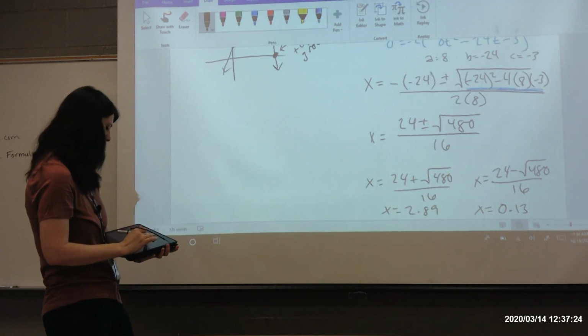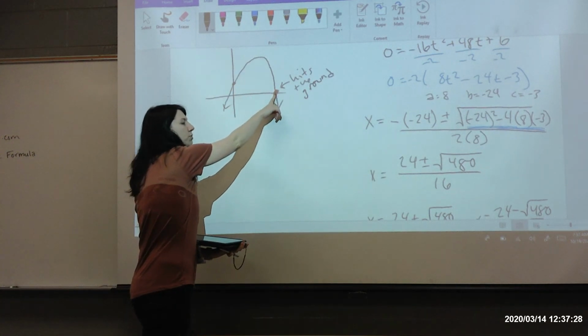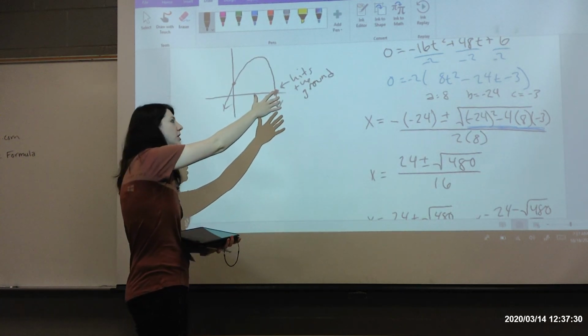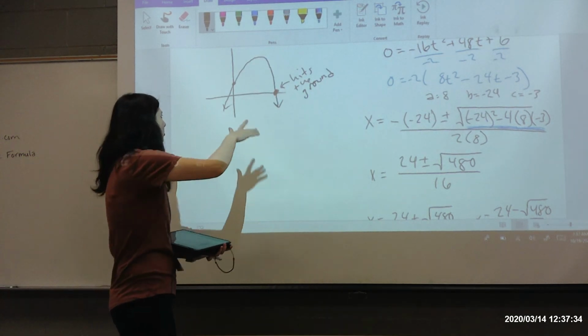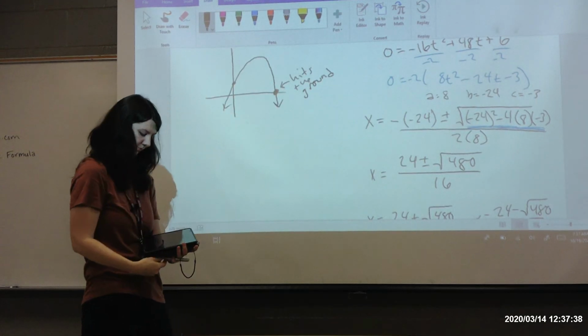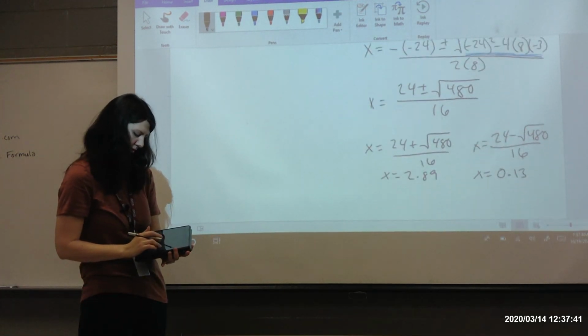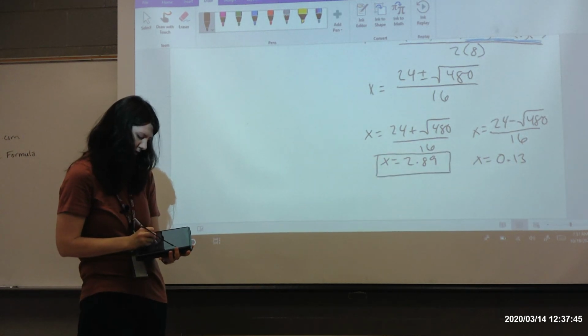Well, let's look at our graph. Does it make more sense to be here when it lands or 2.83 further out? All right? So it makes more sense to be the later one when the shoe is landing. If it was so close to the time, all right, that's probably where it started. So 2.89 seconds is my answer.